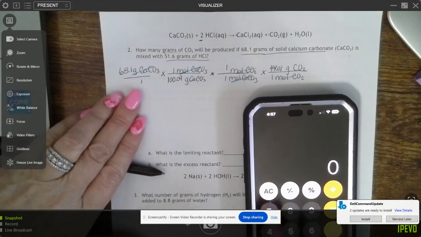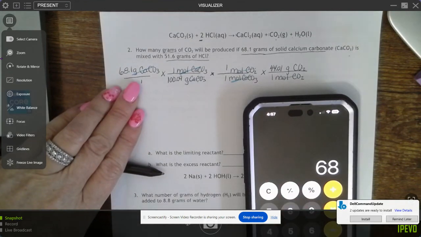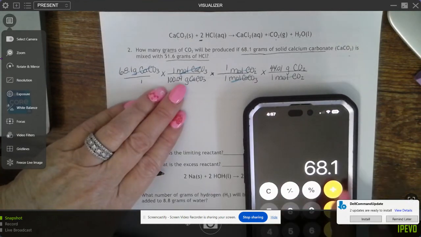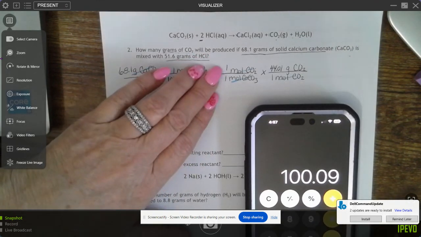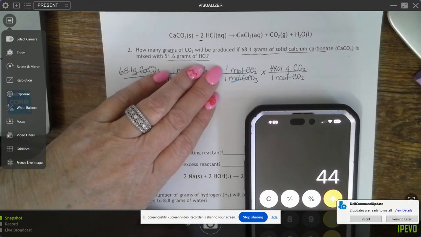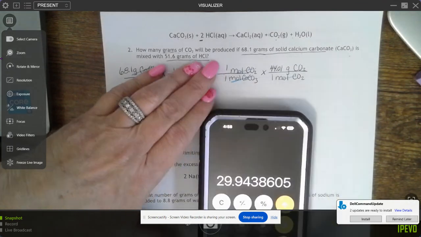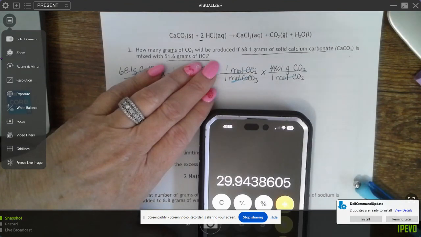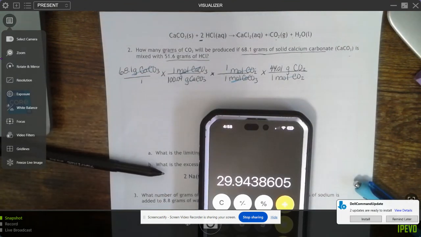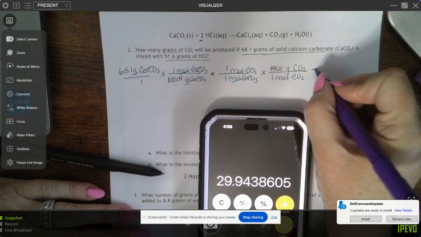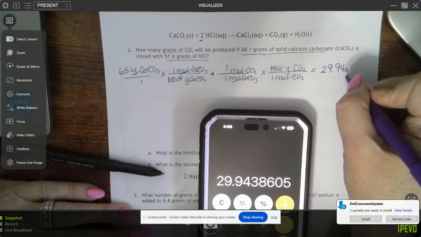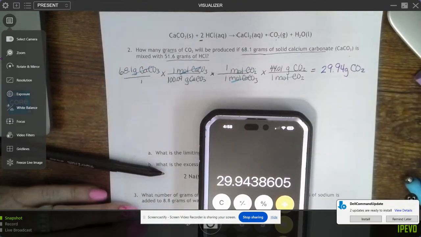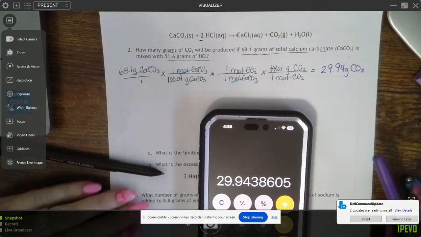So let's do this math. 68.1 divided by 100.09. I don't need to do anything here because these ones just cancel out, times 44.01 gives me an answer of 29.94 grams of CO2.